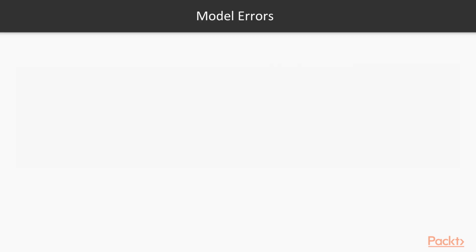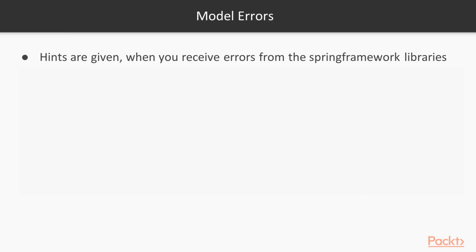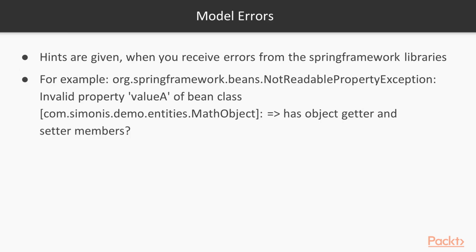Errors can occur in the model part, the view part, or the controller part. If errors occur in the model part, hints are given from the Spring Framework libraries. For example, you have defined an object, but you have forgotten to implement getter and setter methods for members. Here in this example, you receive a not readable property exception if you try to access a member variable from the view template, but you have forgotten to implement getter or setter methods.